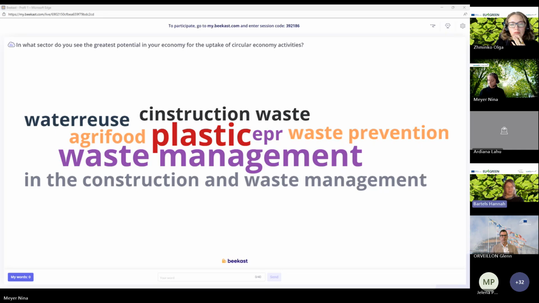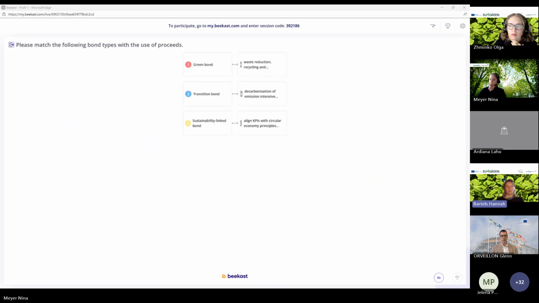Yes, plastic and waste management come out as big, so I think many of us can relate to those sectors. Maybe if we move on to the next question here, we can also see the results already. But yeah, the question was to match the following bond types with the use of proceeds, as was presented by Nina before. So I hope you all did this individually.